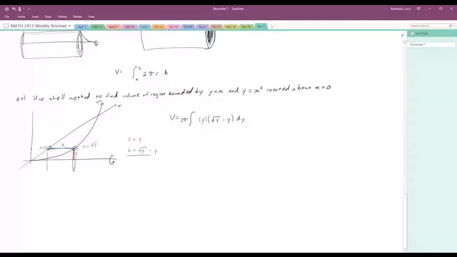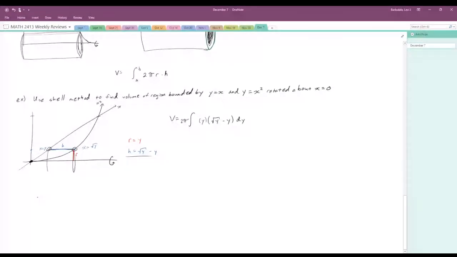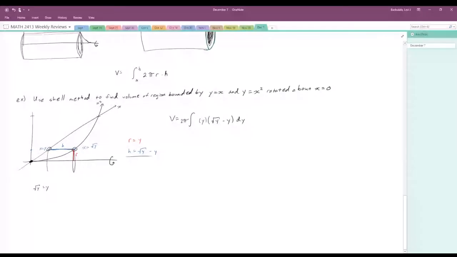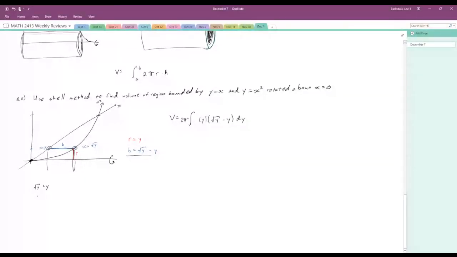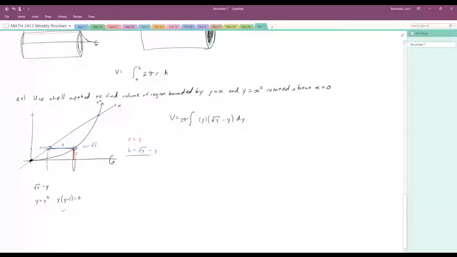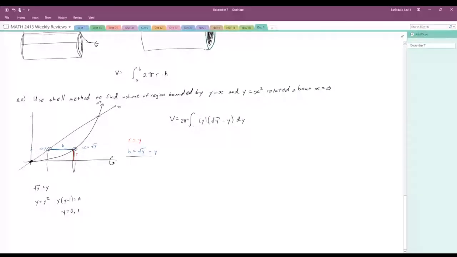And we also need to figure out our bounds of integration. In this case, because we're integrating with respect to y, it's going to be based off of our y values. So again, I would need to set my 2 functions equal to each other, except in this case, I need to use my y curves. So root y is equal to y because I'm integrating with respect to y. And if I square both sides, this gets me y equals y squared. So y times (y minus 1) is equal to 0, and y equals 0 or 1. So my limits are 0 to 1.